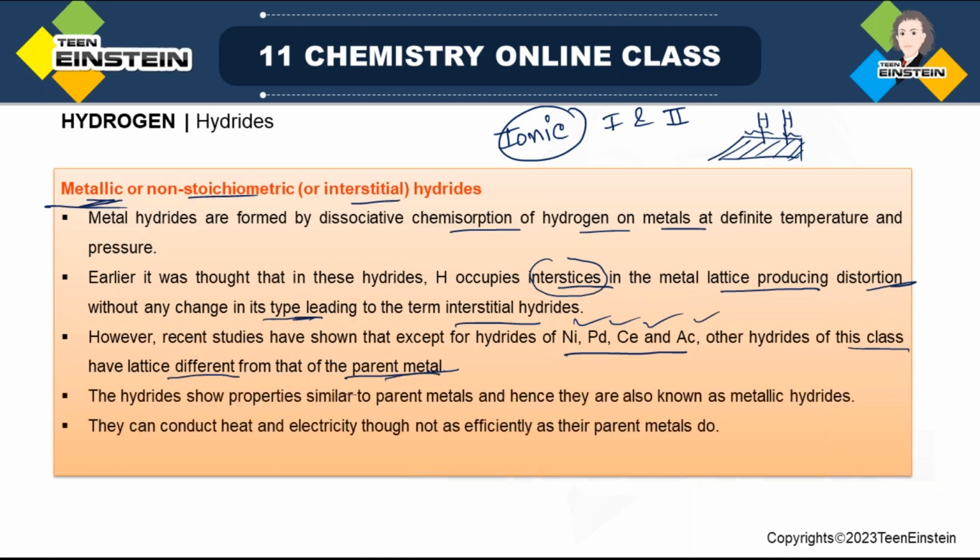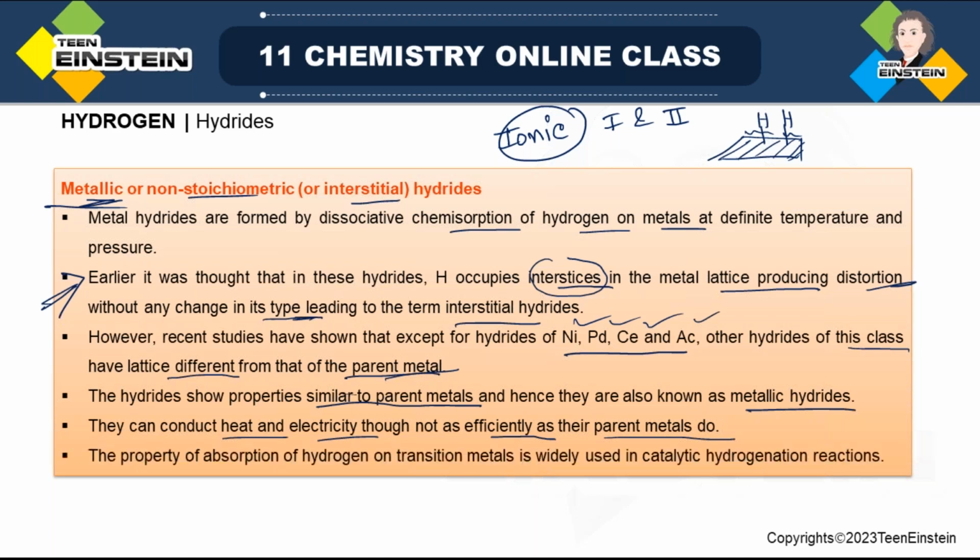Fine. So these hydrides show properties which have similarity with the parent metal. So that is why this type of earlier concept was generated, but actually that is not true. Though there is similarity in properties with the parent metals, for this reason they are also known as metallic hydrides. They can conduct heat and electricity, though not as efficiently as their parent metal.